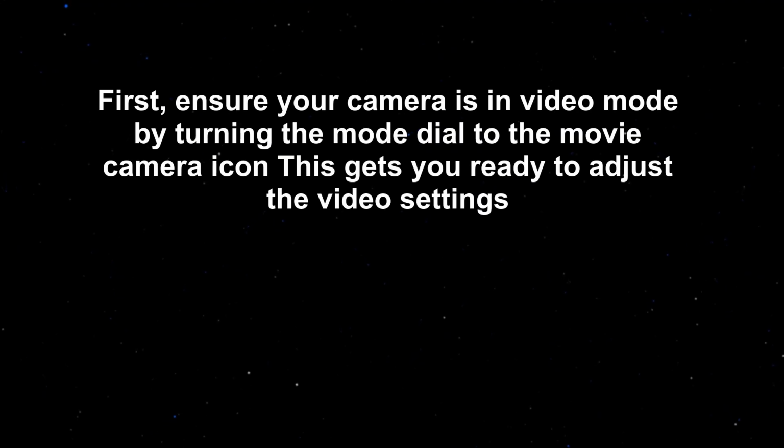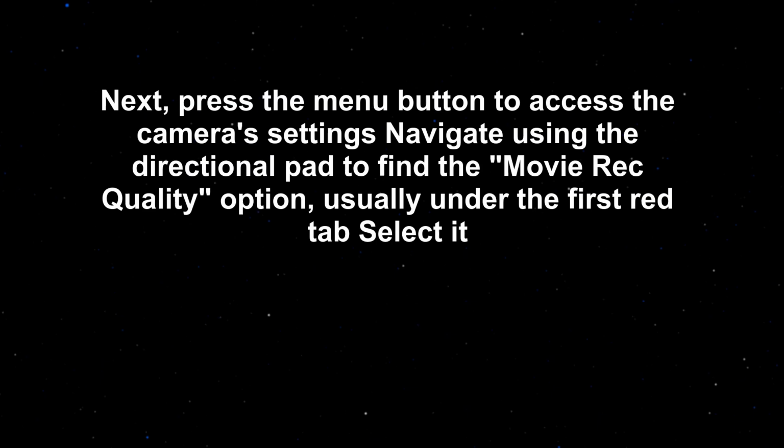First, ensure your camera is in video mode by turning the mode dial to the movie camera icon. This gets you ready to adjust the video settings. Next, press the menu button to access the camera settings. Navigate using the directional pad to find the movie rec quality option, usually under the first red tab.